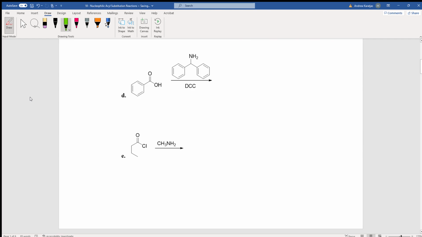Part D, we have a carboxylic acid with an amine in the presence of DCC. Recall that DCC is probably our most straightforward way to convert an alcohol into an amide. So the amine, the one that's above the arrow, will do a displacement of that OH group to give us our product.